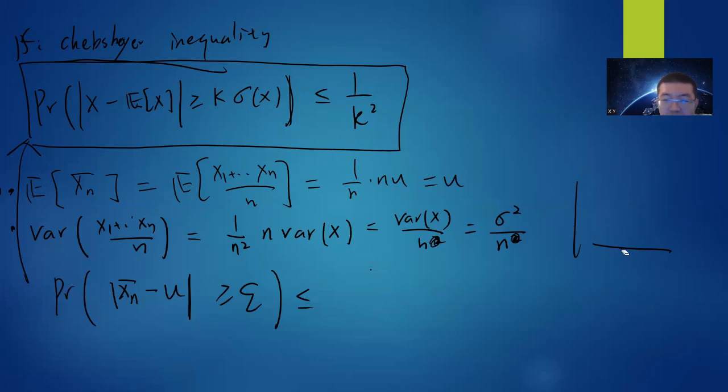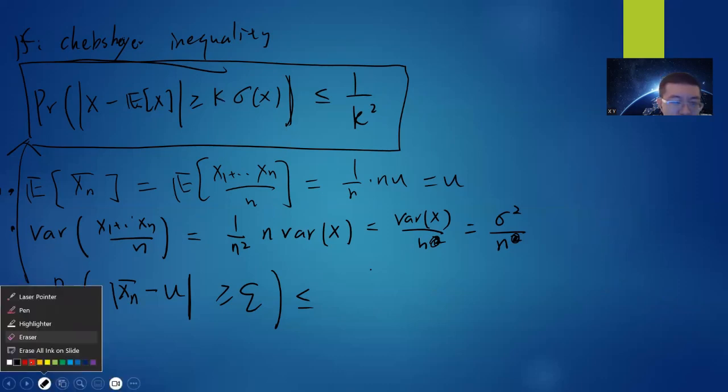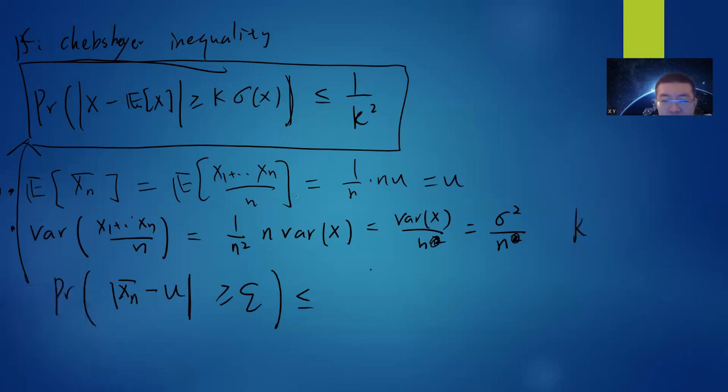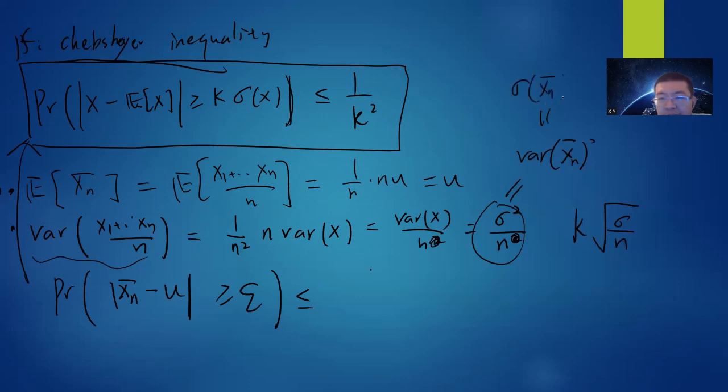Okay, because now we are doing the k sigma, right? So k sigma here is the square root of it, right? So it's k sigma divided by the square root of sigma divided by n, right? Because this is the variance of x n bar, which is the standard deviation of x n bar squared. Okay, so this means that k times the square root of sigma divided by n should be equal to epsilon.